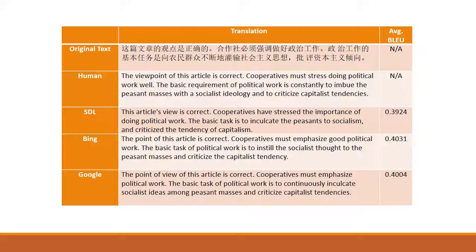Although there are some variations in the vocabulary choices of these translators, they all conveyed the basic meaning of the sentences. However, the translation from SDL failed to capture the meaning of stress in the 2nd sentence and the meaning of political work in the 3rd sentence. In contrast, both Bing and Google perform satisfyingly in this context.